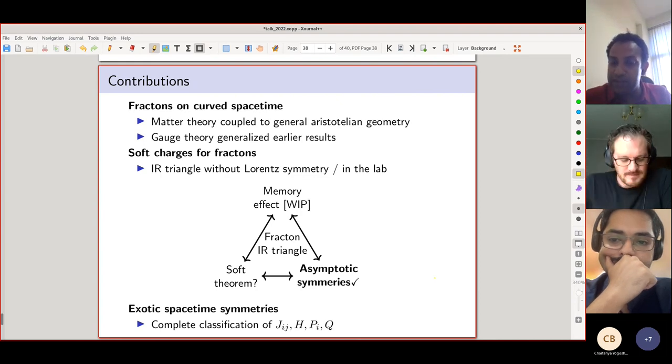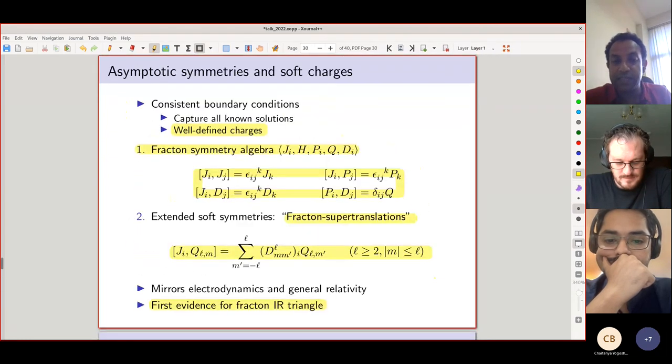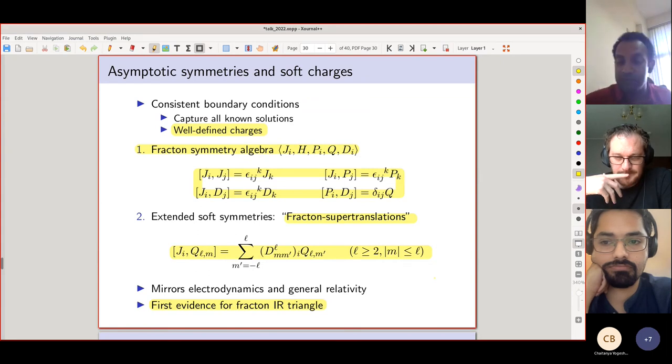But on the other hand, here the structure is that when you have this fractonic gauge theory that you wrote down, with two E's and two B's, the magnetic field, you're saying that the symmetry algebra basically takes the form that you have on the slide here. Is that correct? Correct. Yeah.